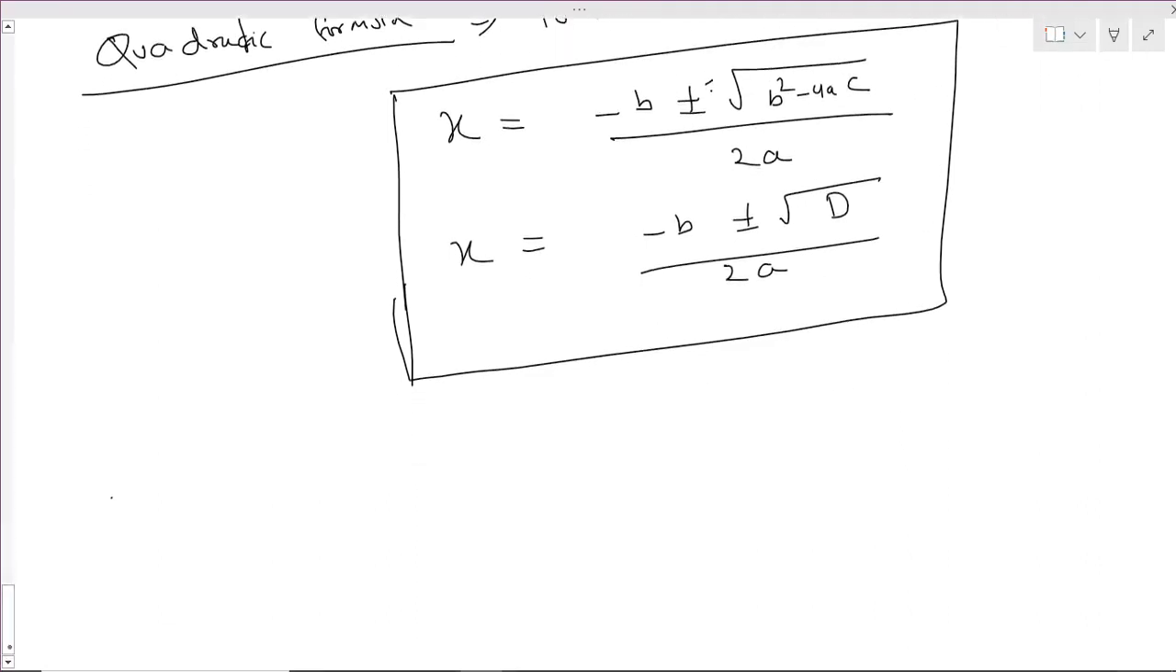All right. So can you tell me the roots if this is the equation: 3x square minus 2x minus 1 equals 0. Just put it in this formula and tell me the values you are getting.